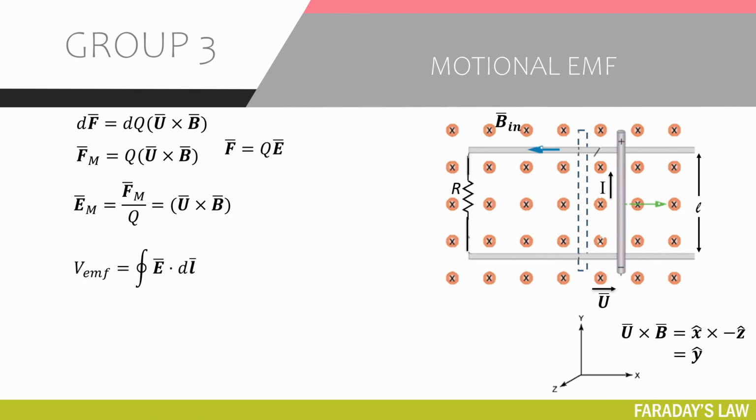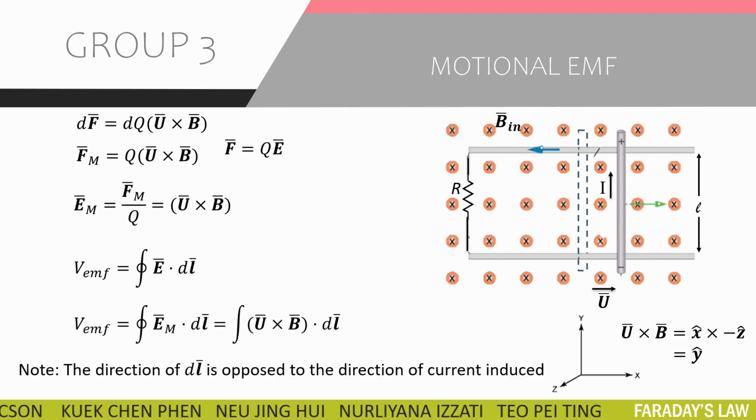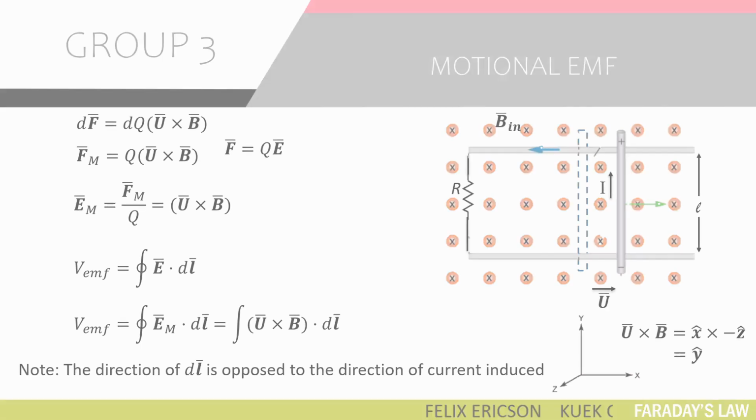Then, from this equation, V EMF equals the closed loop integration of E dot dl. We substitute Em into the equation, then we have V EMF equals the integration of u cross B dot dl. It also has to be noted that the direction of dl in the integration has to oppose the direction of the induced current.